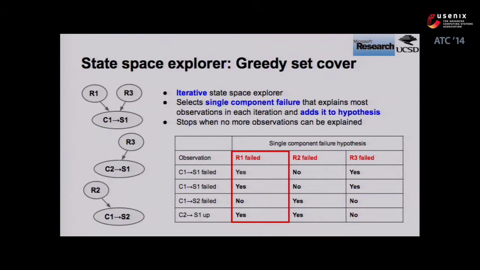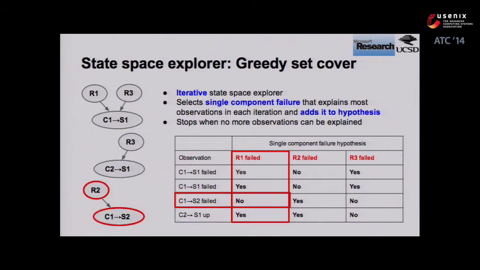Now, as soon as you say maybe R1 failed, we can immediately explain the first two observations, which say the connectivity between client 1 and server 1 is down. Of course, R1 is down. It in fact actually explains the fourth observation also. The reason why the connectivity between client 2 and server 1 is up is that while R1 has failed, it was never used in that path.